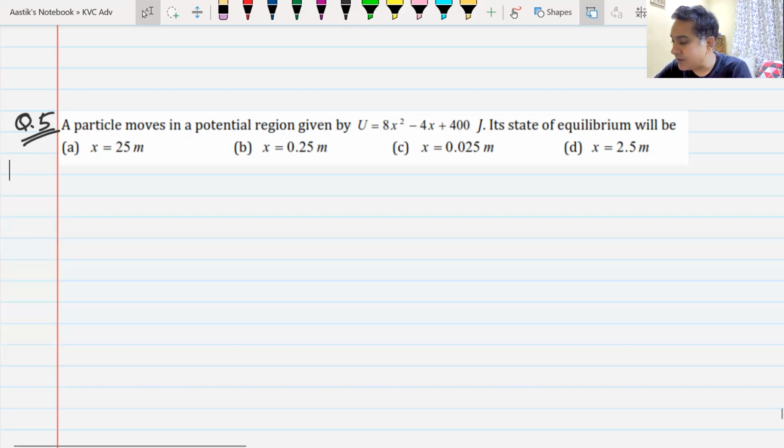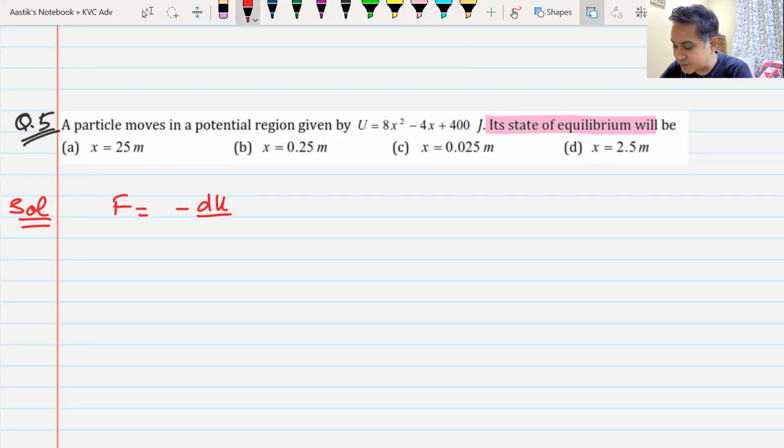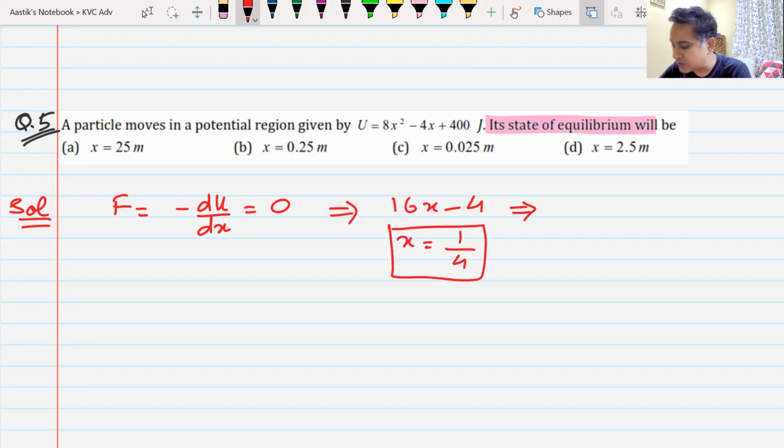To find the equilibrium, you have to find the position where your force is zero. And where is the force zero? Force is the negative derivative of u with respect to x. That has to be zero. You find the derivative of u with respect to x. What is the derivative of u with respect to x? It's 16x minus 4. That implies your x is 1 by 4. So x is 1 by 4 is your position of equilibrium.